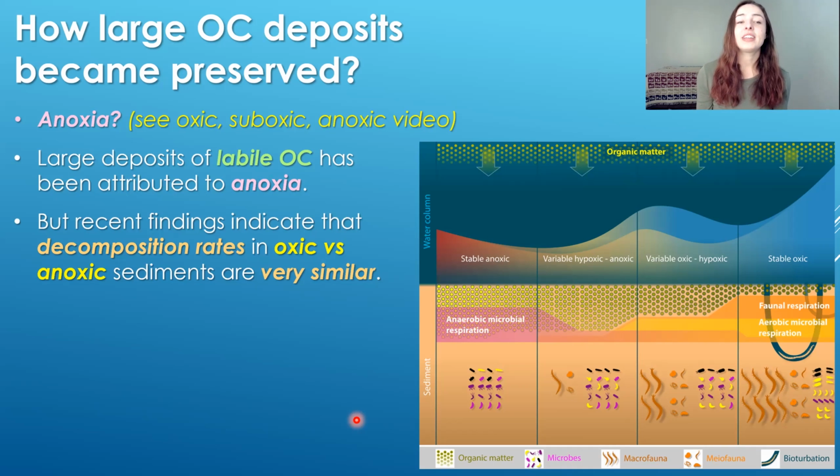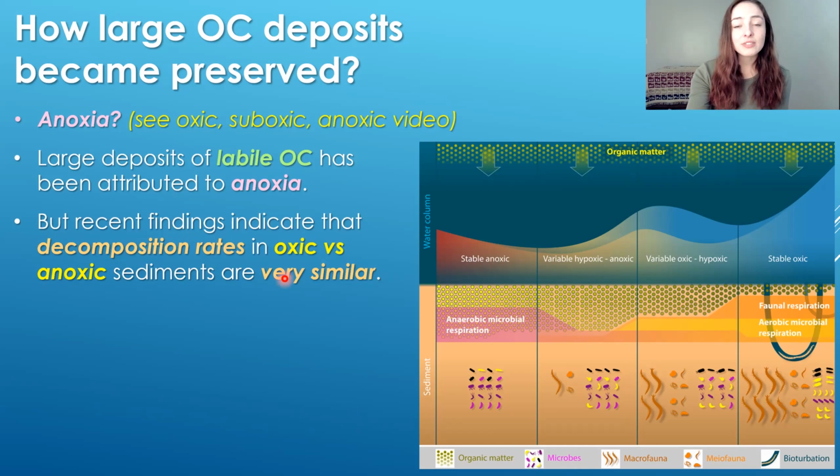Well, it's long been thought that anoxia, or the lack of oxygen, like we talked about in that oxic, suboxic, and anoxic sediments video, promotes organic carbon burial, because the lack of oxygen means a lack of oxygen respiring organisms. And without aerobic respiration, or oxygen respiration, there are fewer things to break down or decompose that organic matter, allowing its burial in anoxic conditions.